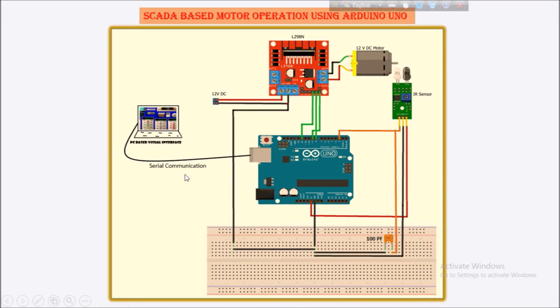Now, all this motor control application is performed in a PC-based SCADA interface. This interface is developed in CX Supervisor software. Arduino UNO board is connected to the PC via USB cable. This SCADA system establishes a serial communication with the Arduino UNO board to perform the SCADA-based motor control operation.